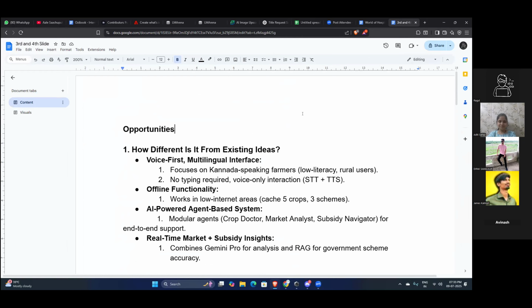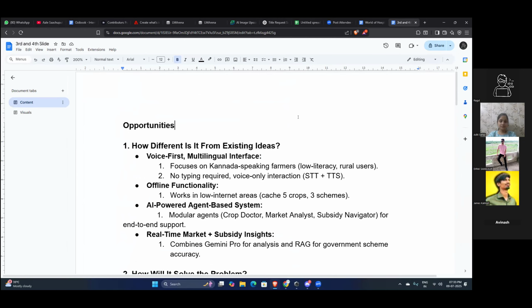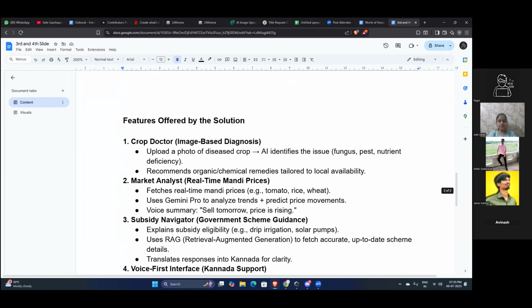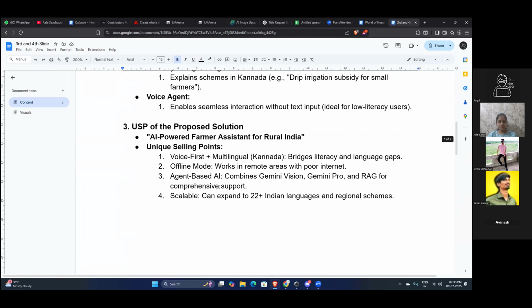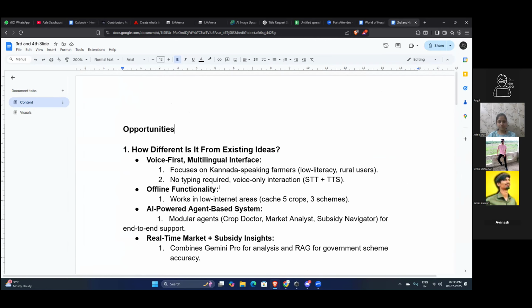Okay, so I said I will do opportunities as well as futures offered by the solution, right? If you can see opportunities, what opportunities do we create? The question itself, they already asked, how different is it from the existing ideas?